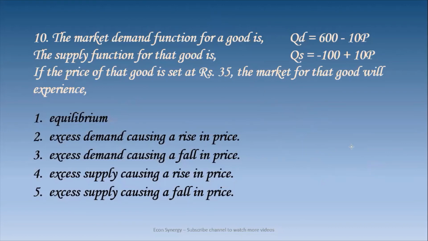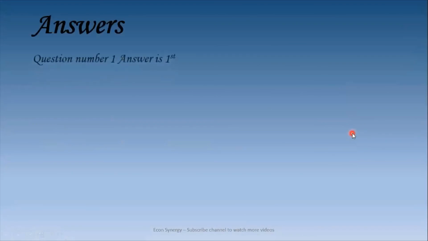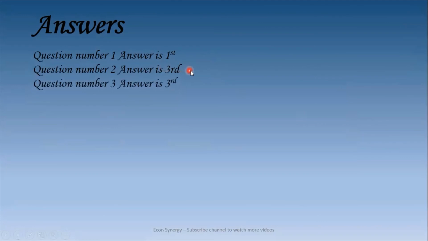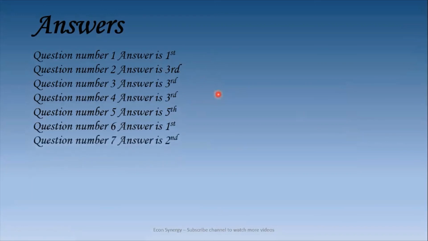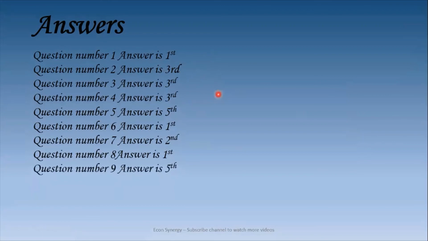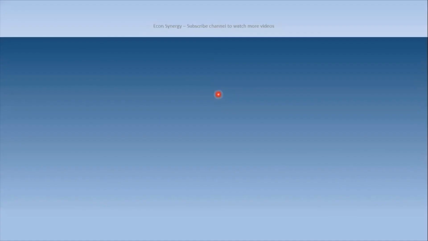Now these are the answers for the whole paper. In question number 1, the answer is the first one. Second, third one. Third answer. Fourth, third answer. Fifth answer. Sixth, first answer. Seventh, second answer. Eighth, first answer. Question number 9, fifth answer. 10th, first answer. Right?